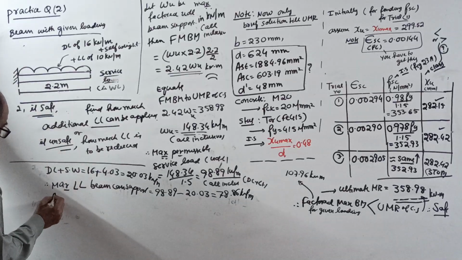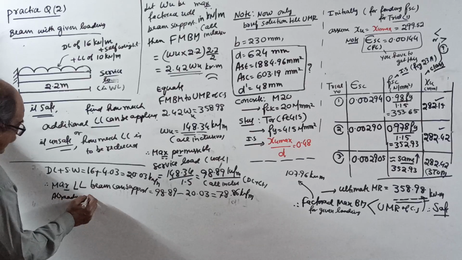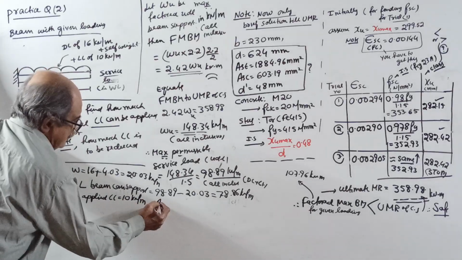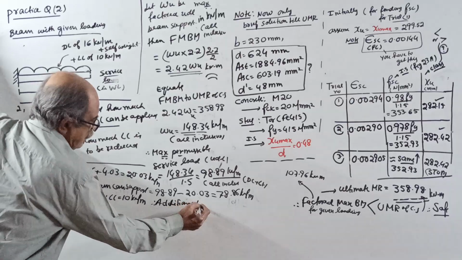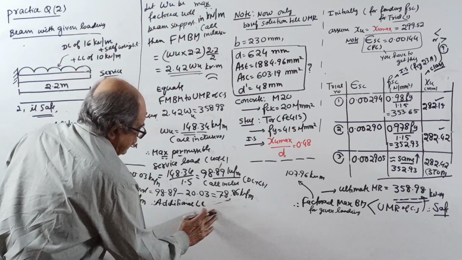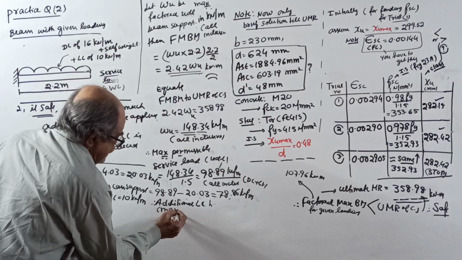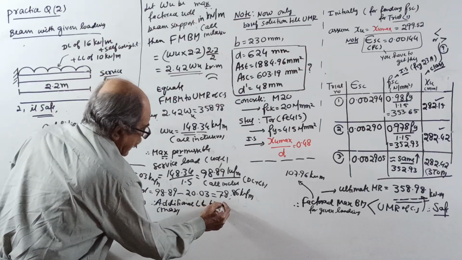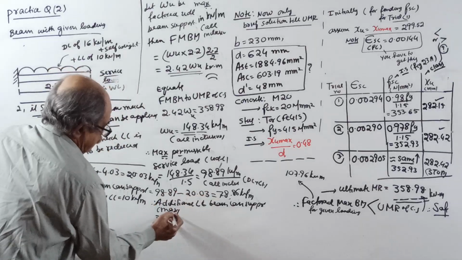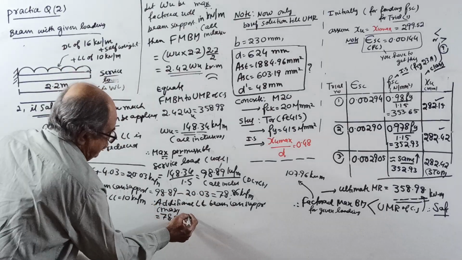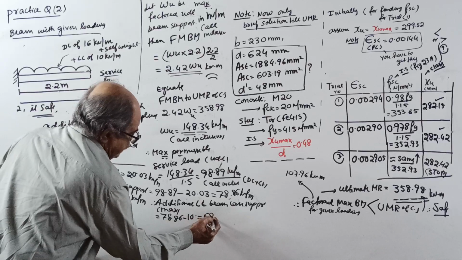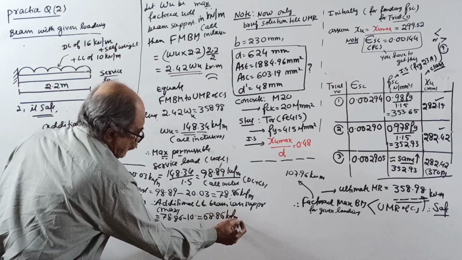So, see now, already applied live load equal to 10 kN per meter. Therefore, additional live load the beam can support is equal to, I write here now, 78.86 minus 10, equal to 68.86 kilonewton per meter.